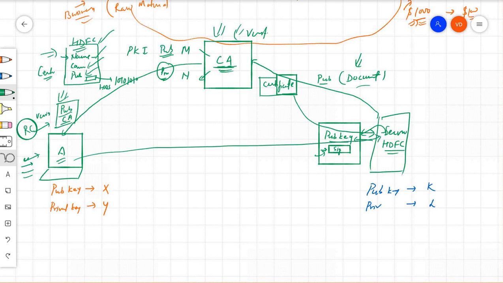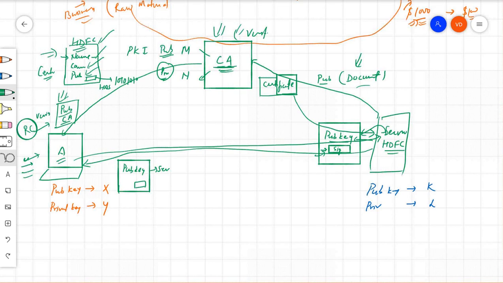As a return, the HDFC server will present its certificate to it. What does the certificate contain? The public key of the server and the fingerprint, right? Now, the interesting thing is, the server wants to authenticate.